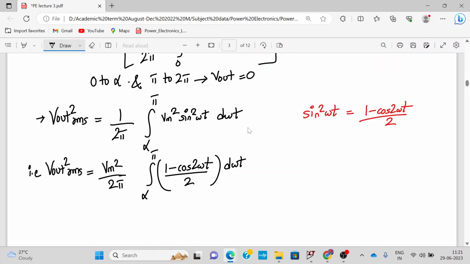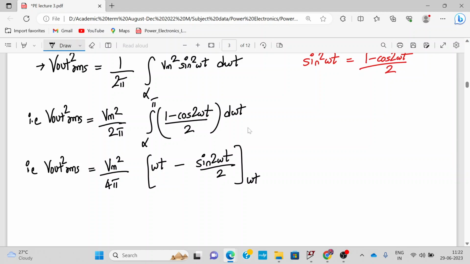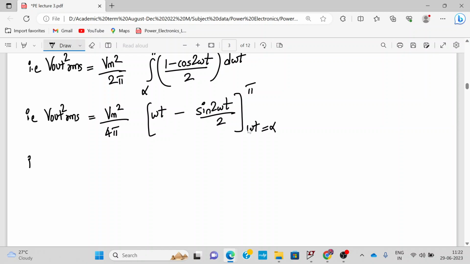d omega t, that is V out square RMS will be equal to Vm square by, let's take this 2 also out, so Vm square by 4 pi, and here the integral of 1 will be omega t minus the integral of cos 2 omega t, which will be sin 2 omega t divided by 2. Okay, so this is the integral, and limits will be omega t going from alpha to pi. So let's solve this further.